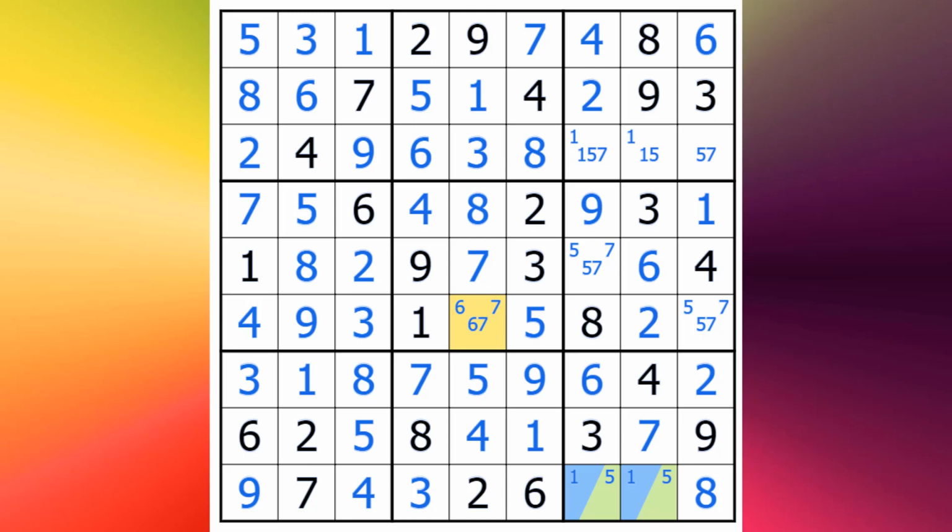Causing this one here to be a 6. And that one to be a 5. And that one there to be a 7. 5 will cause this one here to be a 1. And this one here to be a 5. And up here, the 5 down below will cause that one to be a 1. That 7 will cause this one to be a 5. And the 1 and 5 will cause this one here to be a 7.